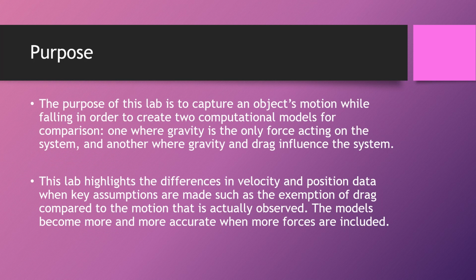The purpose of this lab is to capture an object's motion while falling in order to create two computational models for comparison, one where gravity is the only force acting on the system, and another where gravity and drag influence the system. This lab highlights the differences in velocity and position data when key assumptions are made, such as the exemption of drag compared to the motion that is actually observed. The models become more and more accurate when more forces are included.